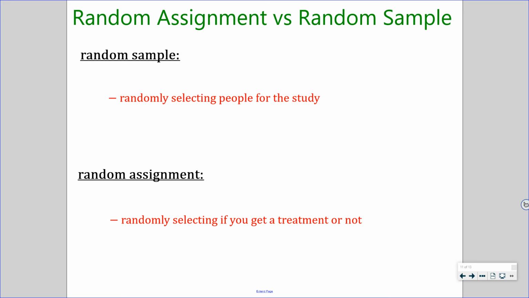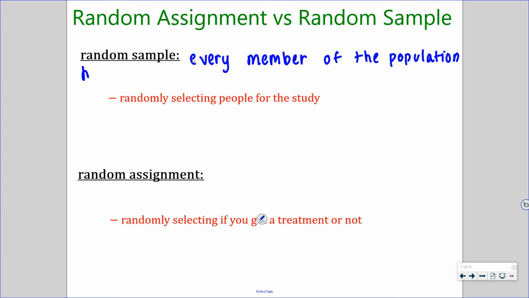So a random sample is when every member in the population has an equal chance of being selected to be a part of the study. So randomly selecting people for the study. That's our random sample. Every member of the population has an equal chance of being selected. Okay, that's our random sample.